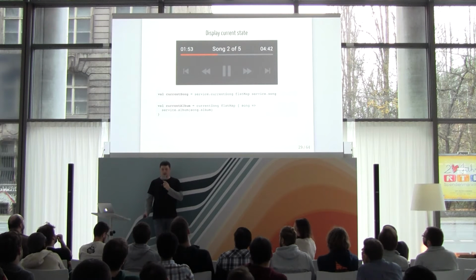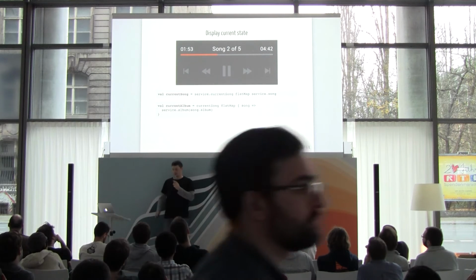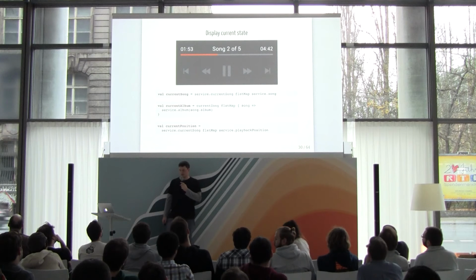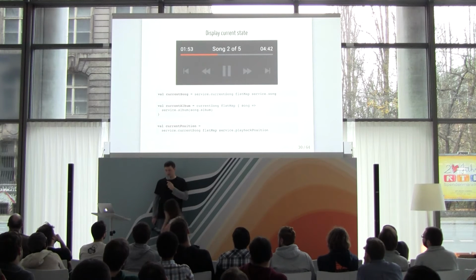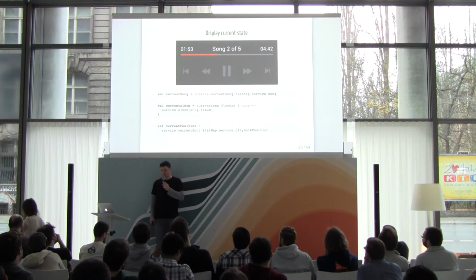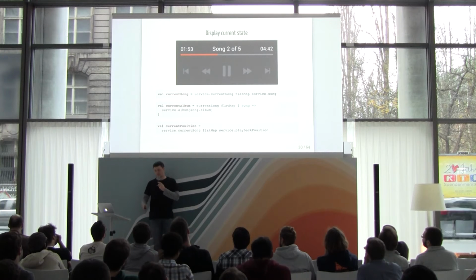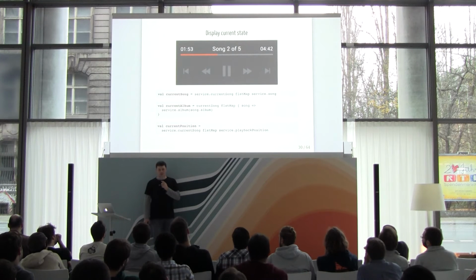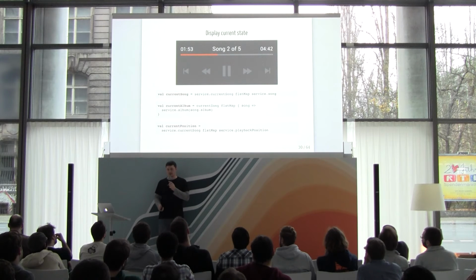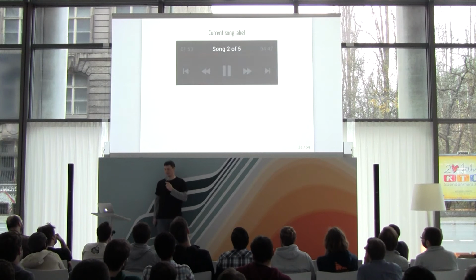Then we can get the current album signal, which uses current song and composes it with method to return information about an album that this song belongs to. And signal to get our current playback position is just current song composed with playback position method. This current position is a signal which contains millisecond value of current playback position. We will use that later.